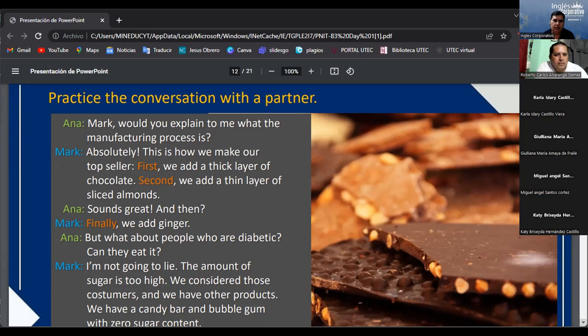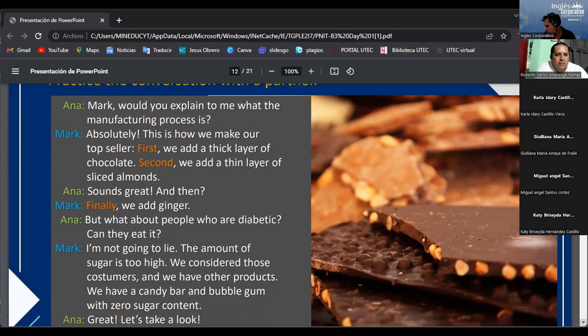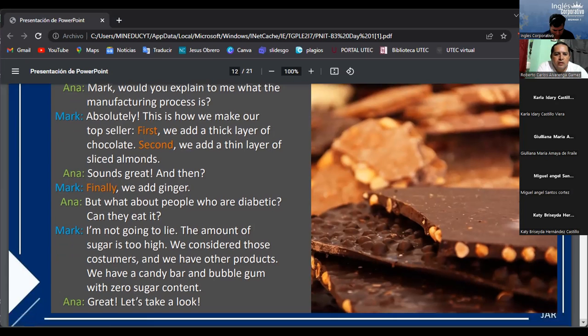But what about people who are diabetic? Can they eat it? I'm not going to lie. The amount of sugar is too high. We considered those customers and we have other products. We have a candy bar and bubble gum with zero sugar content. Great.